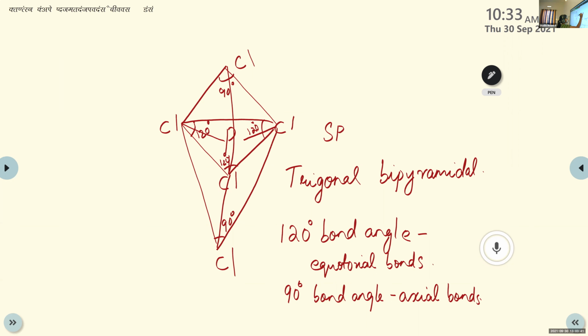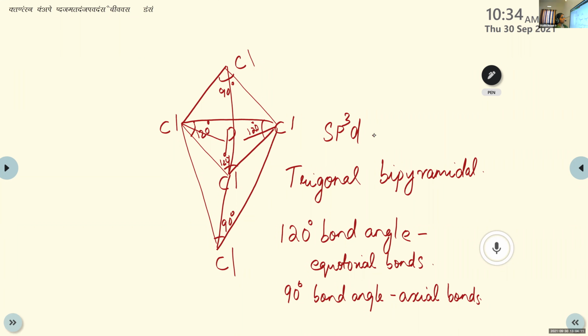Their hybridization is sp3d hybridization, and the shape is trigonal bipyramidal. And there are two types of bond angle in this trigonal bipyramidal. 120-degree bond angle for the equatorial bonds and 90-degree bond angle for the axial bonds. So these three equatorial bonds are in the same plane, and the axial bonds are at the top and bottom of this plane. Clear?